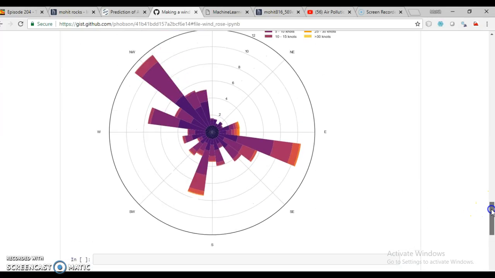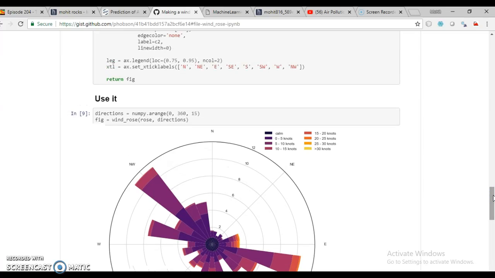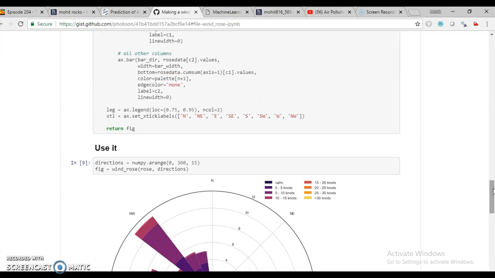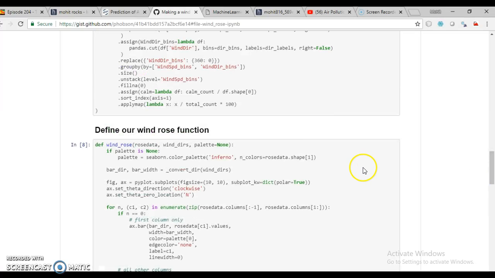So this is the sample code I am presenting. This code I have already submitted, and you can have a look at how the dataset is proceeding.